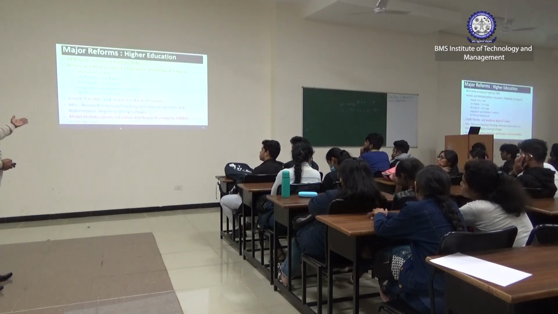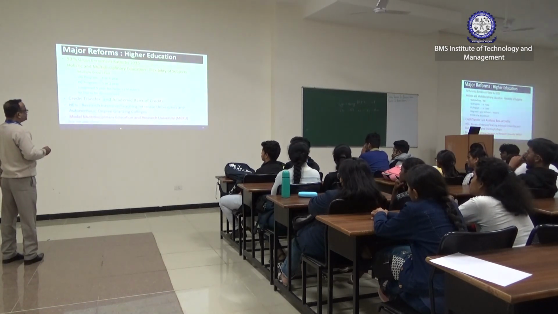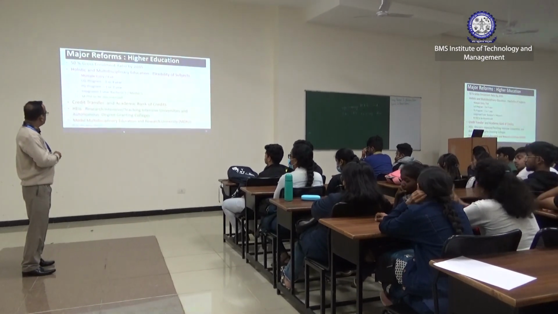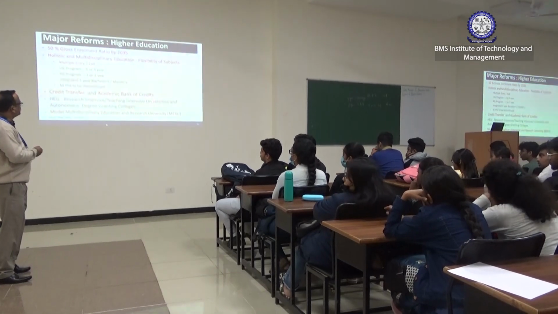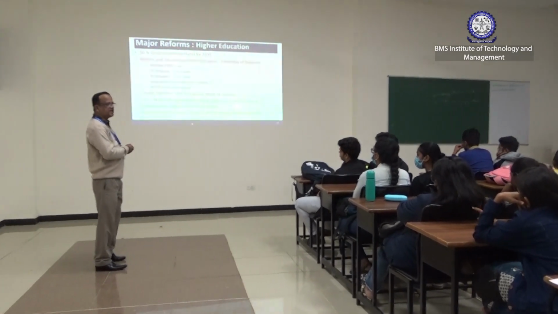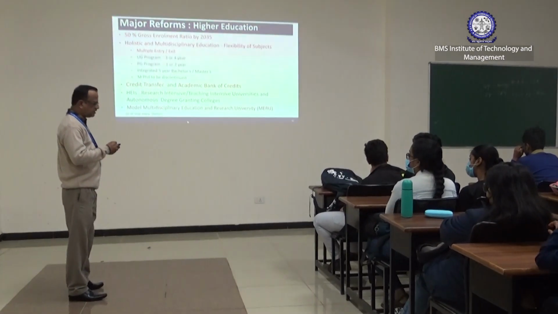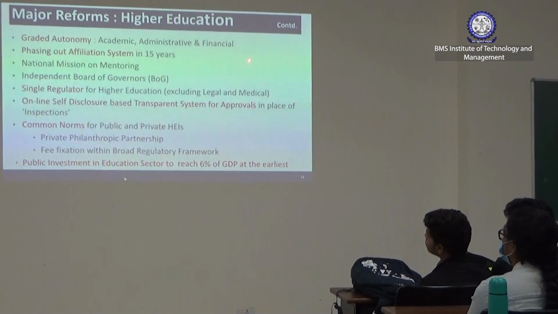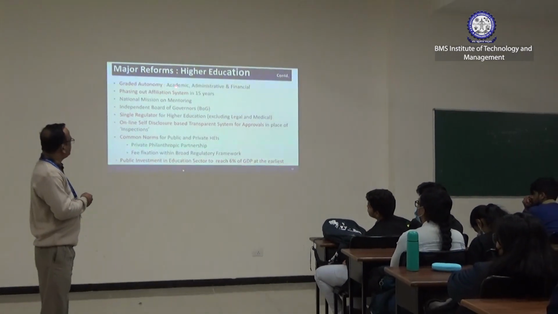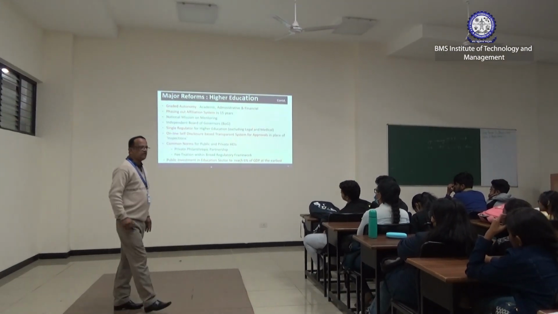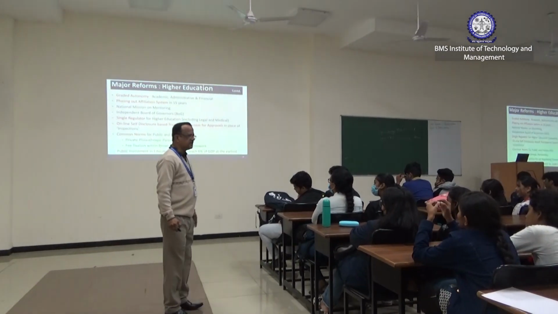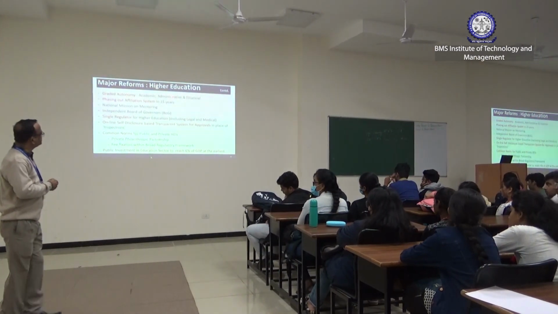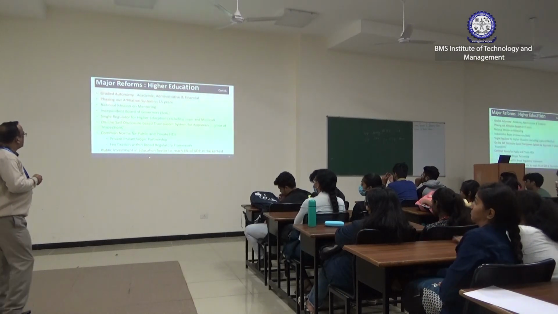And higher education institutions, look at this. Research universities, teaching universities, and autonomous degree granting colleges, the next new higher education system. Only three categories will be there in the country. And graded autonomy: academic, administrative, and financial. Autonomy will be given, academic freedom will be there, administrative freedom will be there. Administrative means following your own rules and regulations, and maintaining the university or government rules and regulations. And financial autonomy.